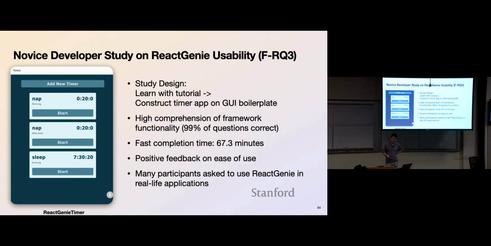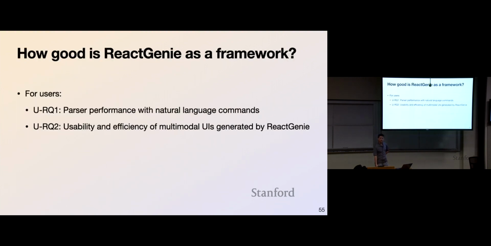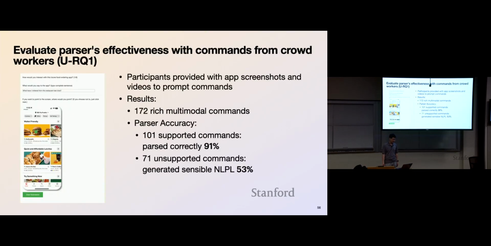And a lot of people ask if they can use this in their real-life applications. We also tested if the generated app is actually helpful for the users. We first tested the language parser performance. We noticed that on 111 supported commands, the parser accuracy is very high, 91%. And note that most of those commands are multiple functions composed together, so it's actually a very hard task.